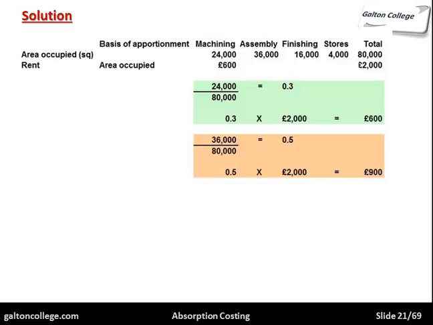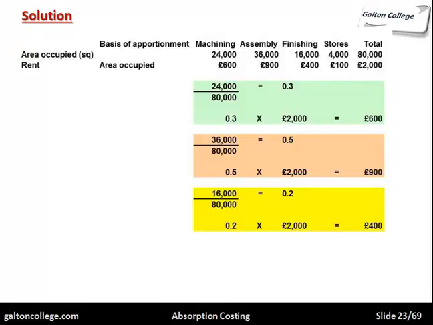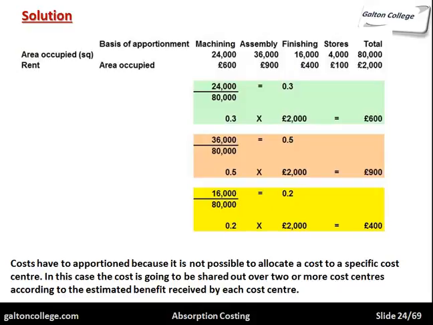0.5 times 2,000, well, in this case is equal to 900. I've worked it out precisely. So it's 900. It's not 1,000 as you would expect, because I've rounded the figures, the 0.5. So we've got 900, and we insert the 900 there. For the next one, we have 16,000 divided by 80,000, which is £400, and we insert that there. And the stores is the next one at £100.